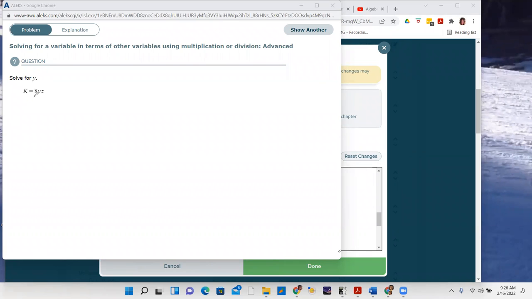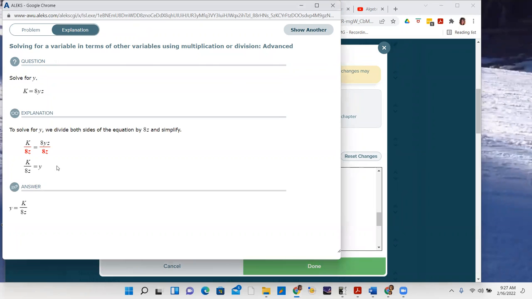We want to get that y by itself. So we could divide both sides by the 8 and the z. Right, so the 8s cancel and the z's cancel. And the only thing you're left with on one side of the equal sign there is the y. And they show it the same way. And don't forget the z there on the bottom.